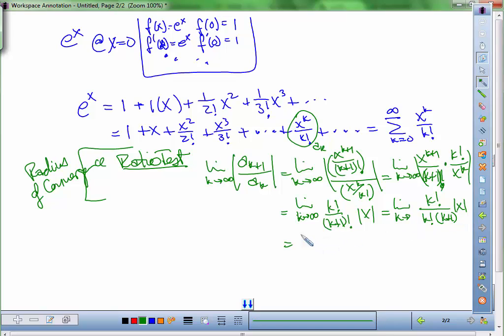And so you have the limit as k approaches infinity of 1 over k plus 1 times x. And as k goes off to infinity, there's a k in the denominator, there's no k on top, so this is just going to go to 0.